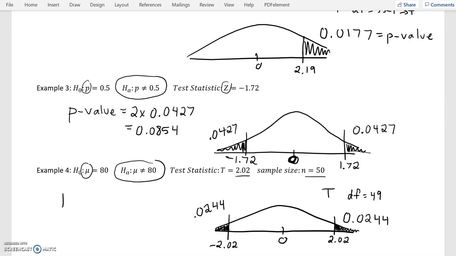And so my p-value is going to be 2 times 0.0244, which is 0.0488. And that's moderately strong evidence against the null hypothesis and in favor of the alternative.